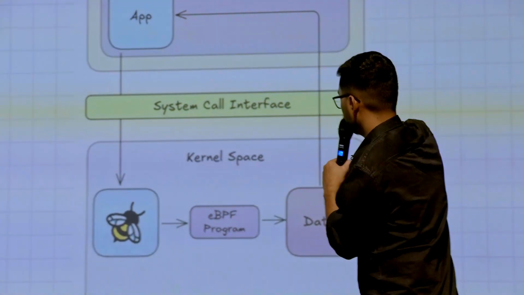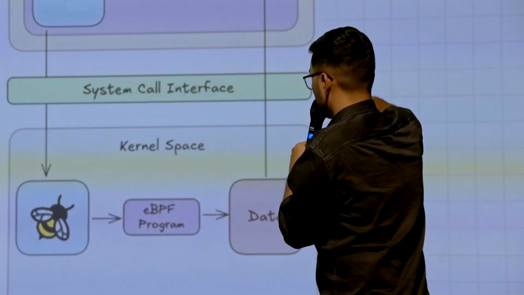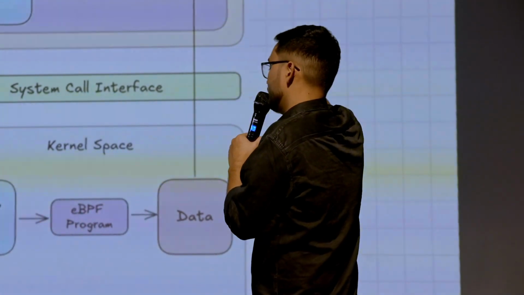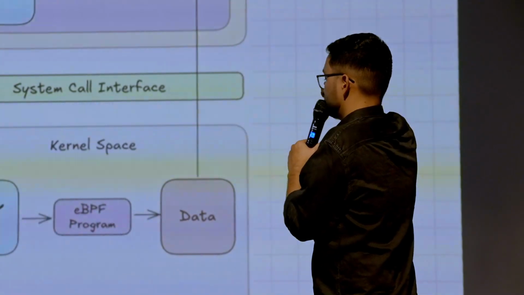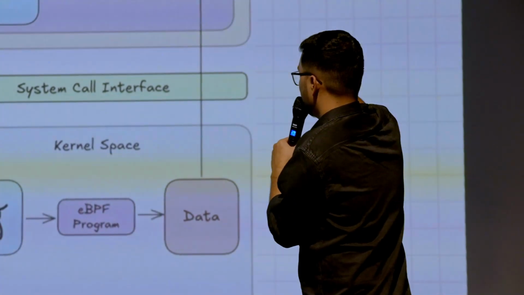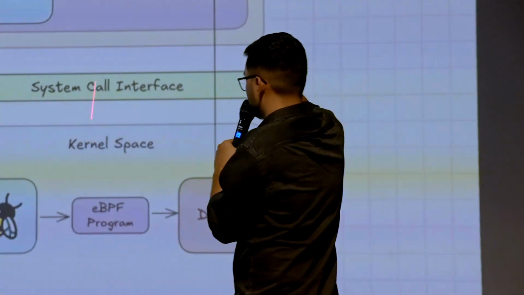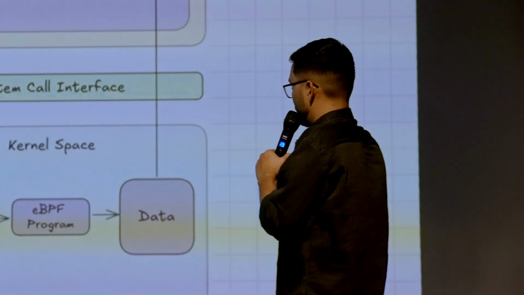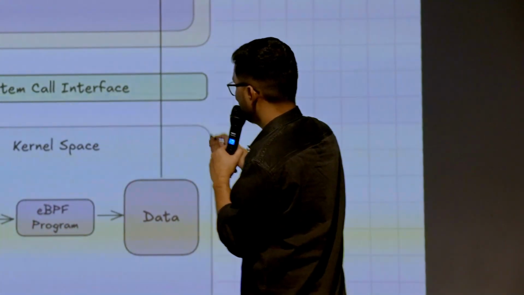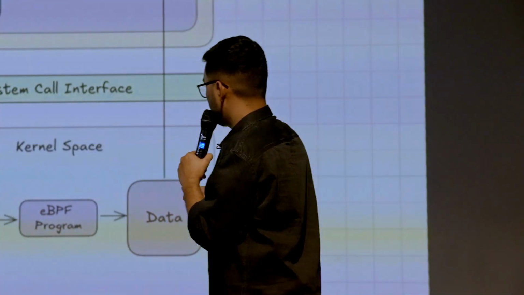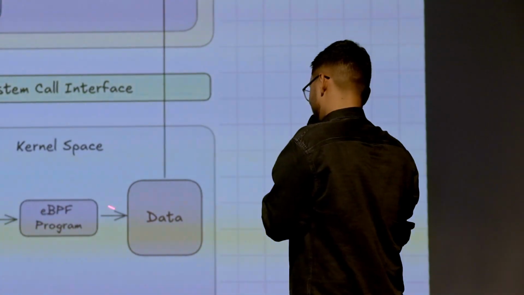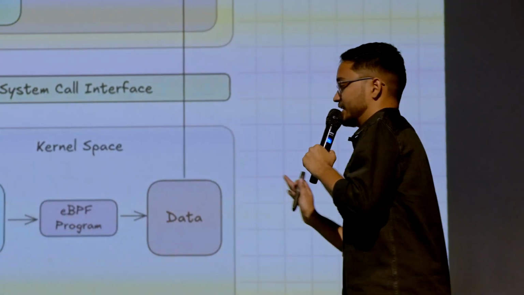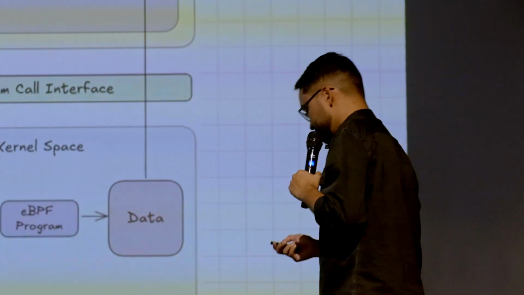So here is a diagram about how eBPF works. On the top there is user space. In user space, all the apps are running, and between user space and kernel space there is the system call interface, which acts as a bridge, and from the user space we inject the eBPF code. eBPF code runs inside the kernel space, and it exports data to the user space. This is basically what happens with eBPF.